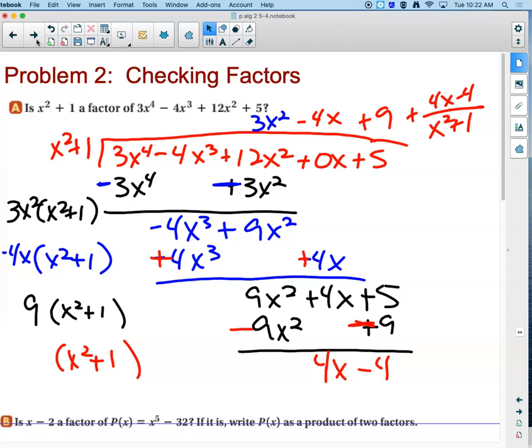All to answer this question. Was it a factor? Did we get a remainder of 0? No. So we have to put no. But that's how we check. If it divides into it evenly, nicely, then it's a factor.